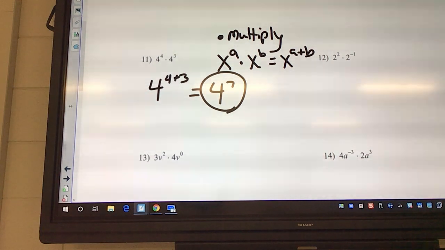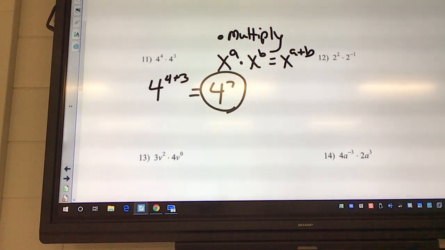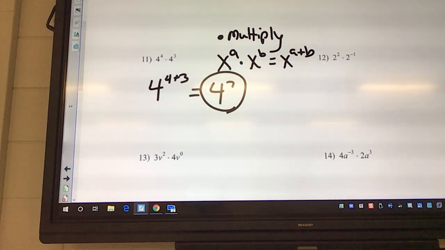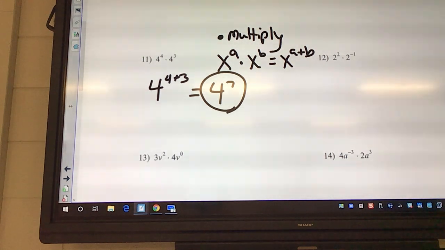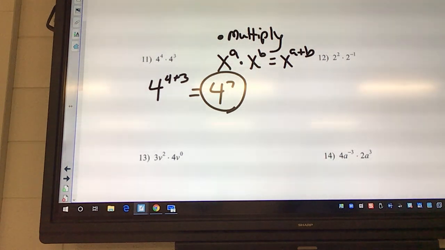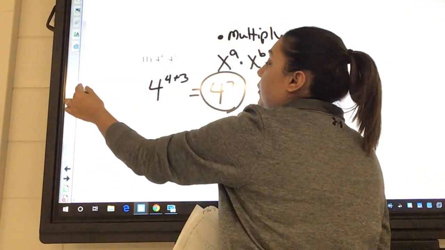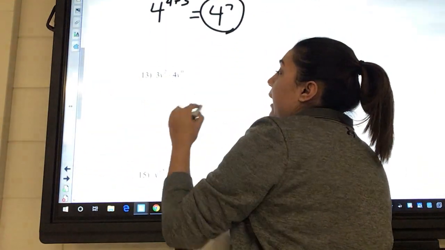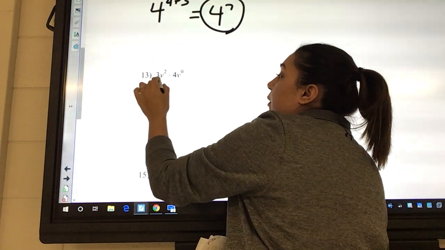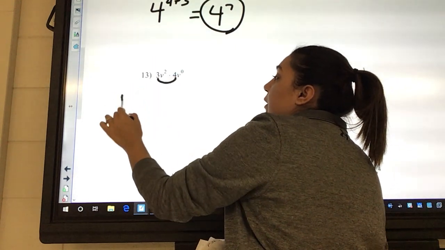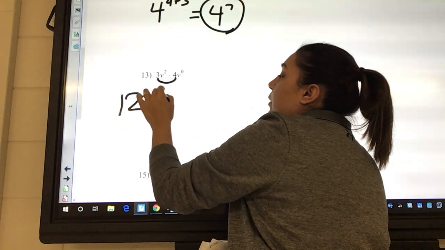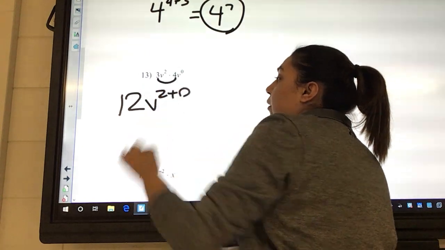Okay. And then if you look at 13, okay, 13, we're going to multiply because we have letters and numbers. Okay, we're going to multiply the bigs and add the littles. Okay, so 3 times 4 is going to be 12, and we add the littles. So I'm going to have v to the 2 plus 0.